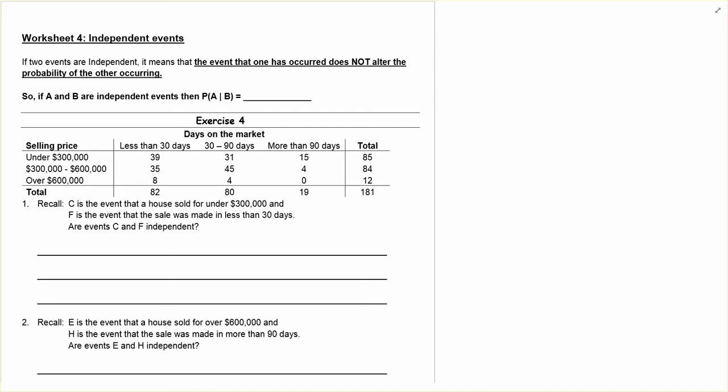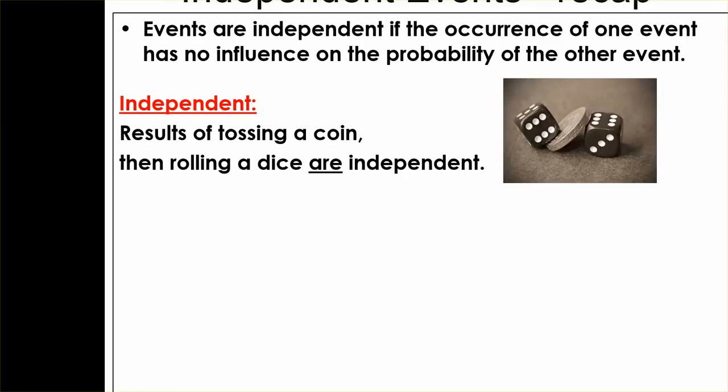Hi, so this video is about being able to tell whether or not two events are statistically independent. Independent events are events where the outcome of one has no influence on the probability that the other one occurs. For example, if you toss a coin and then roll a dice, the outcomes are independent.